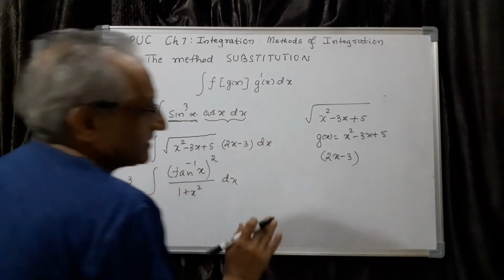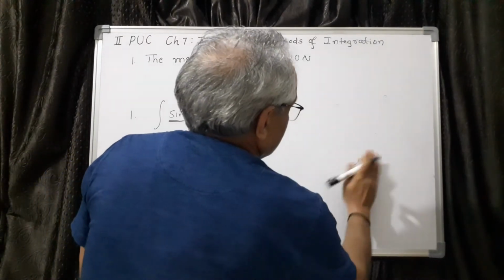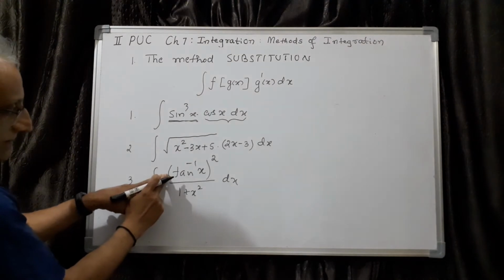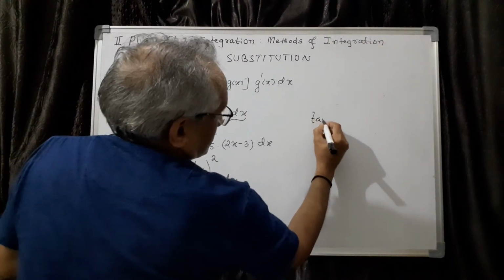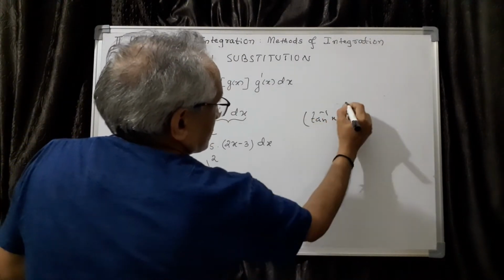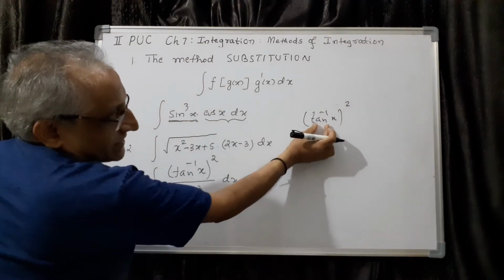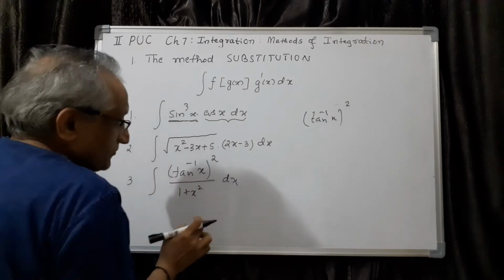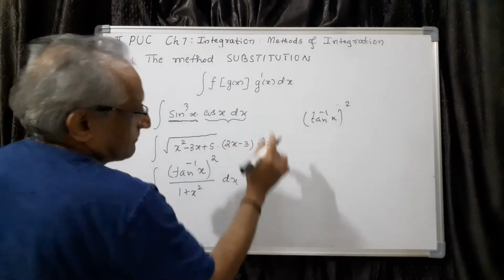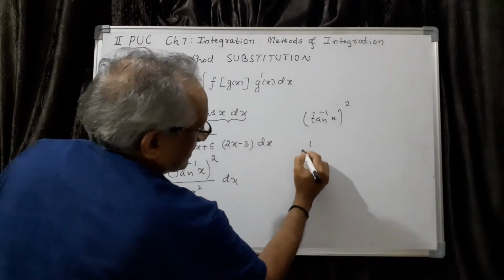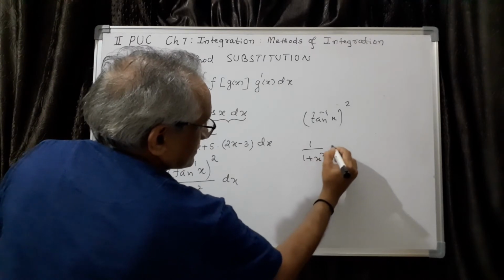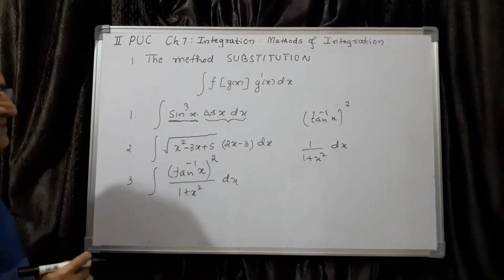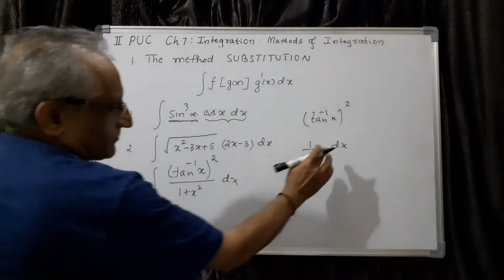Similarly here, if you take tan inverse x, then whole square, so g of x is tan inverse x, and then square, that is f of x. Now if you differentiate this, g dash x is required. This is exactly 1 by 1 plus x square, then dx. So of course here dx.